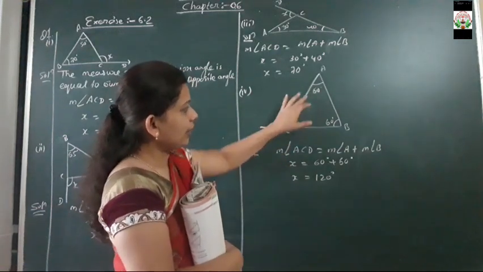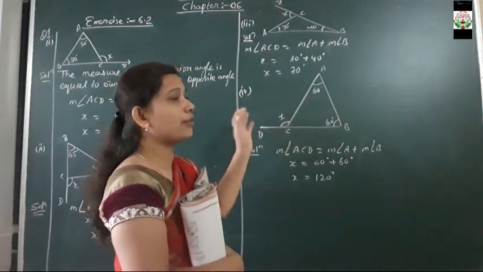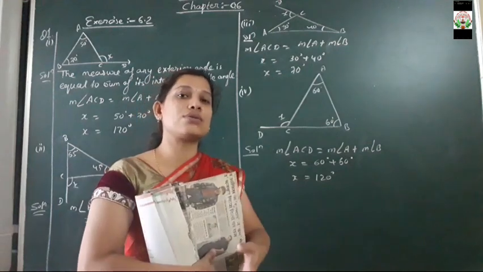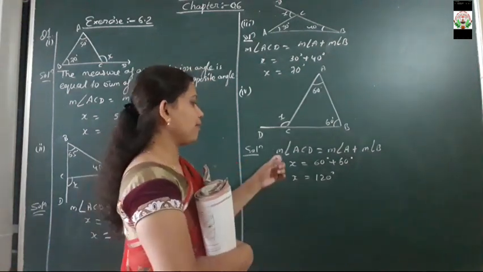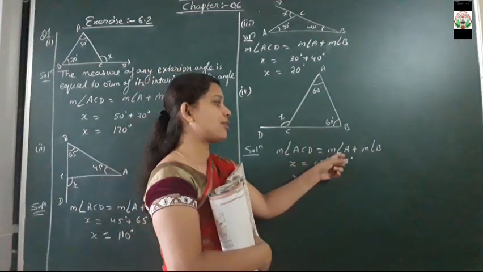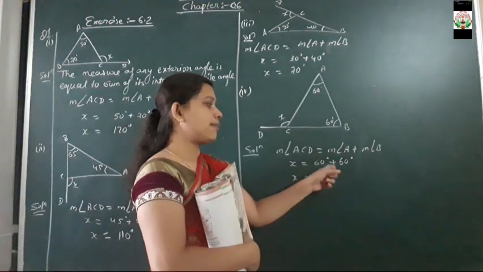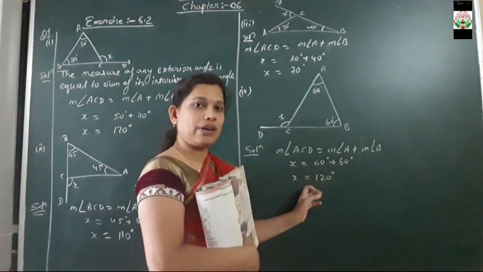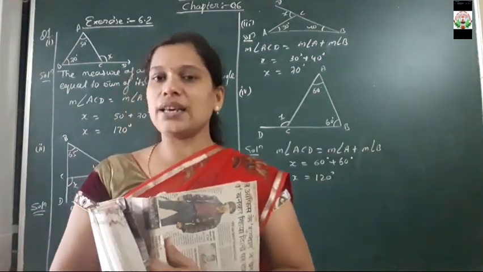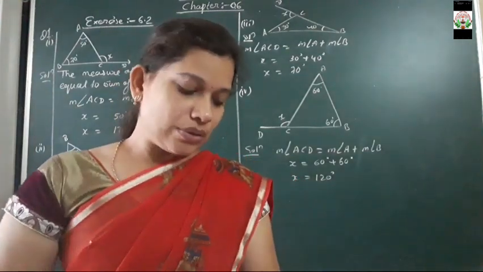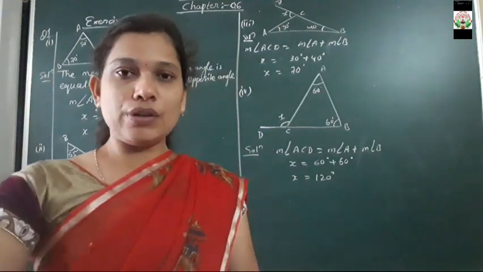Similarly, here also the sum of the two interior angles will be equal to the exterior angle of a triangle. So measure of angle ACD is equal to measure of angle A plus measure of angle B. So here x is equal to 60 plus 60, which is 120, where x is the exterior angle of the triangle. So dear students, here we have completed question number 1. The fifth and the sixth parts, try to do on your own.